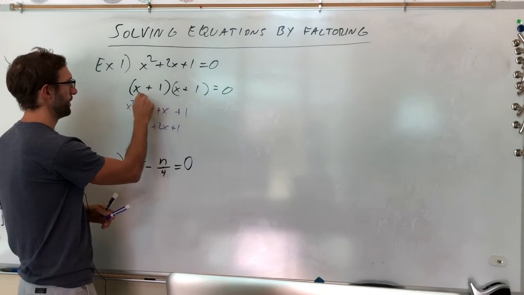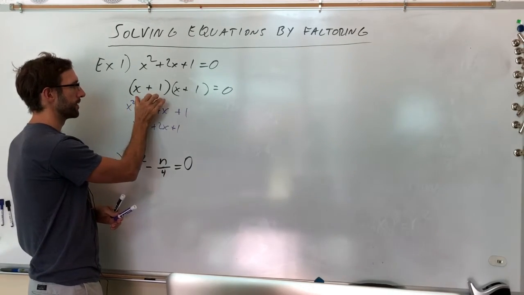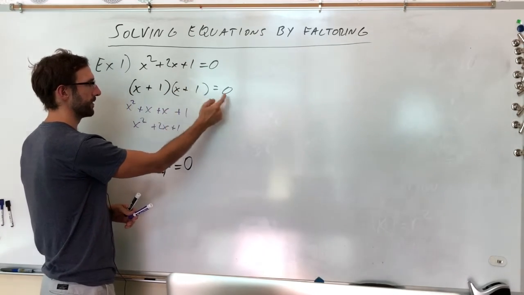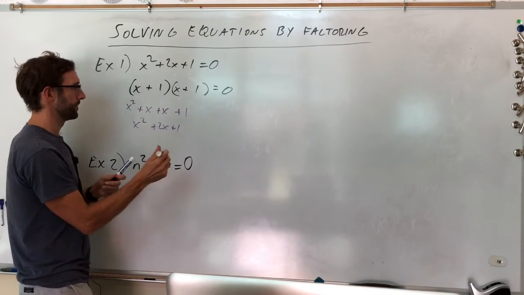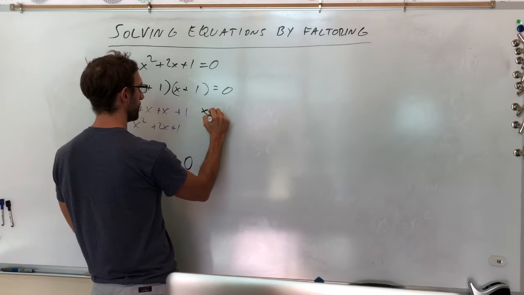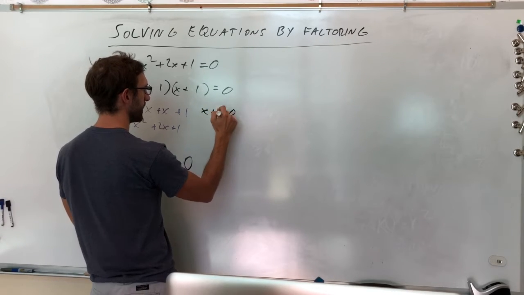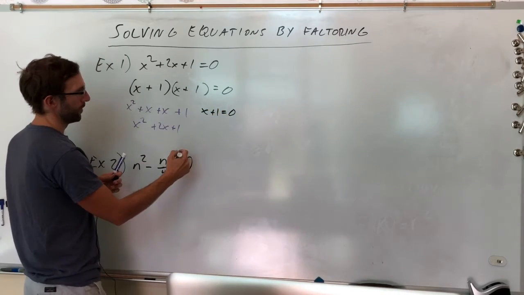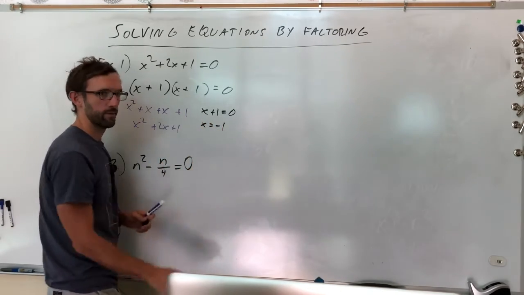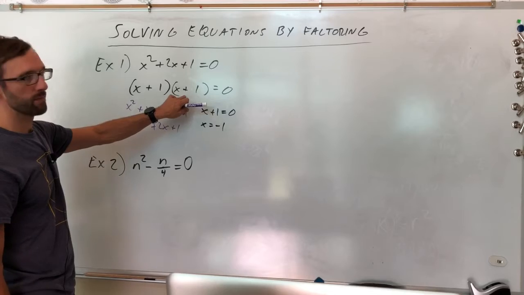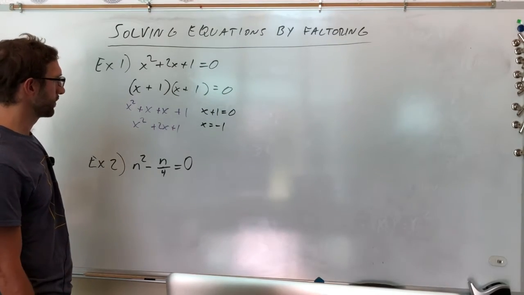All right, let's see. Well, this times this needs to give us 0, which means one of these has to be 0. So what we have is x plus 1 equals 0. Well, let's see, what plus 1 equals 0? Negative 1. And that would be the same here, so that negative 1 would work.